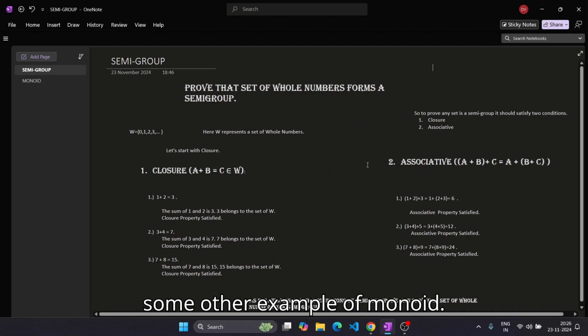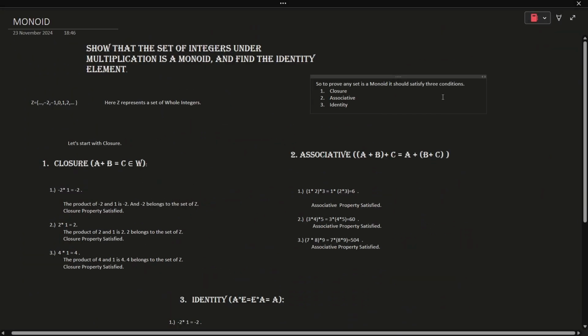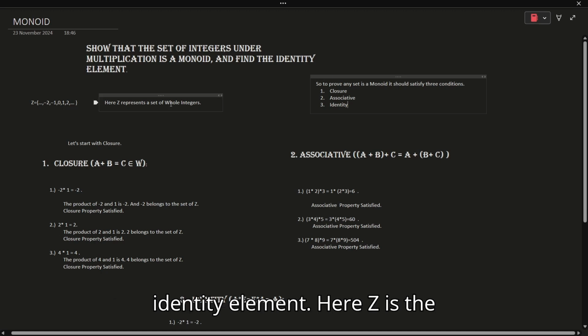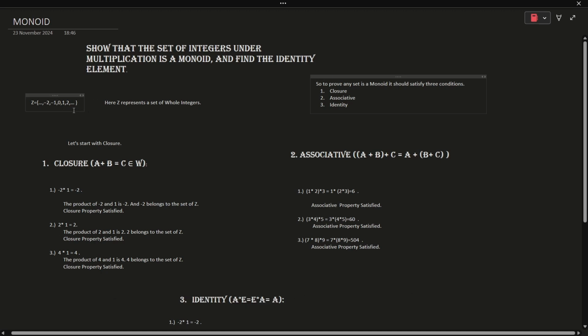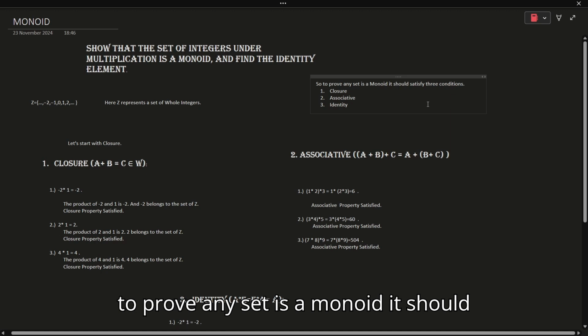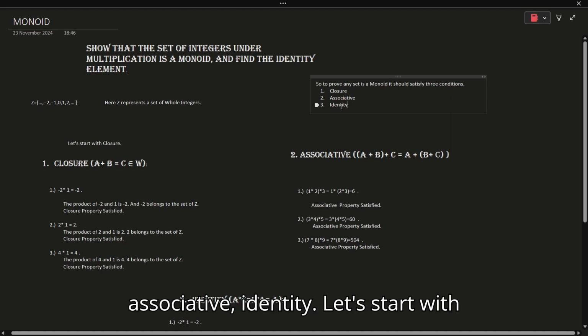Now let's take another example, of a monoid. Show that the set of integers under multiplication is a monoid and find the identity element. Here Z is the set of integers and -2, -1, 0, 1, 2 and so on are the elements. To prove any set is a monoid, it should satisfy three conditions: closure, associative, identity.